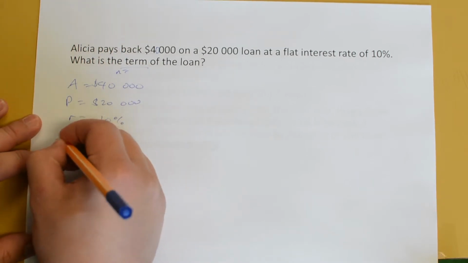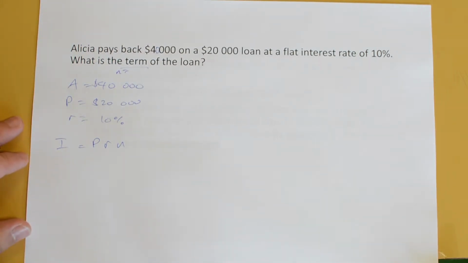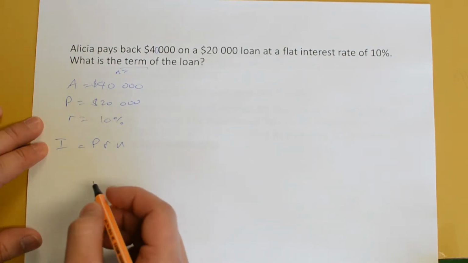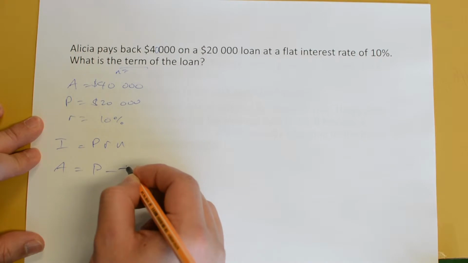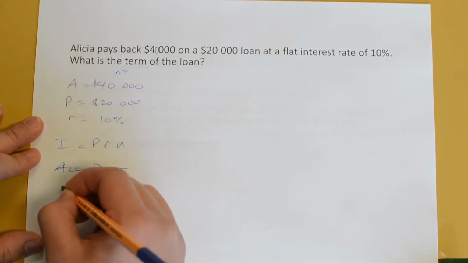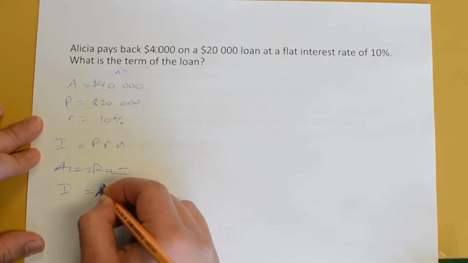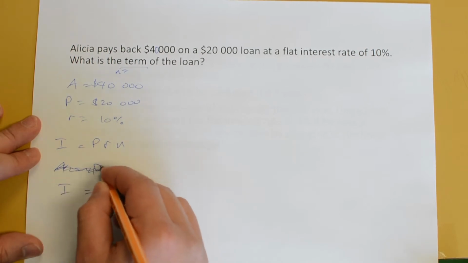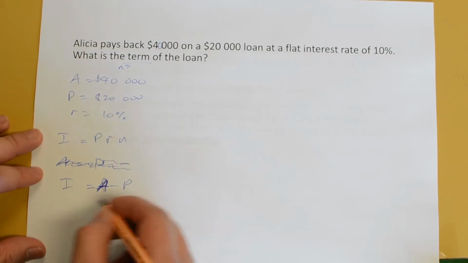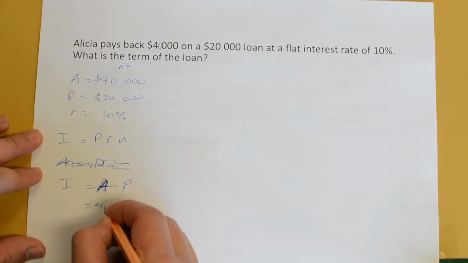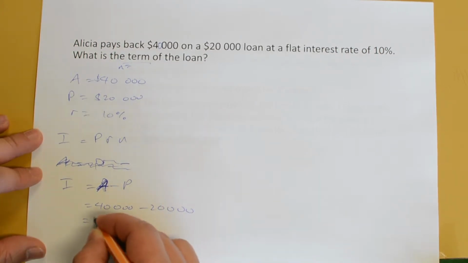The only equation we have that uses N is this one, I equals PRN. Now the problem with this is we don't have I, but there is another formula: I equals A minus P. So your interest will be your final amount, take away your principal. That will give you your extra amount. So let's use this first. A minus P, so $40,000 take away $20,000 is $20,000.